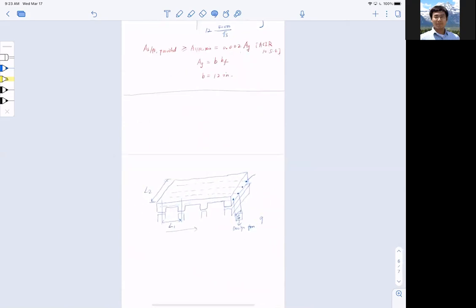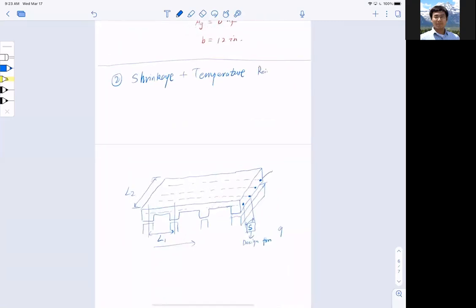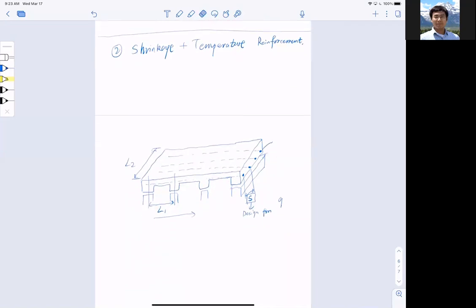Okay, so for this, I say this is for shrinkage and temperature reinforcement, which we haven't touched yet. Now this is different from the flexure. Why? Because we said previously that these blue bars are the flexure reinforcement. Shrinkage and temperature reinforcement is in the other direction, which means I have bars there. And ladies and gentlemen, just be careful.